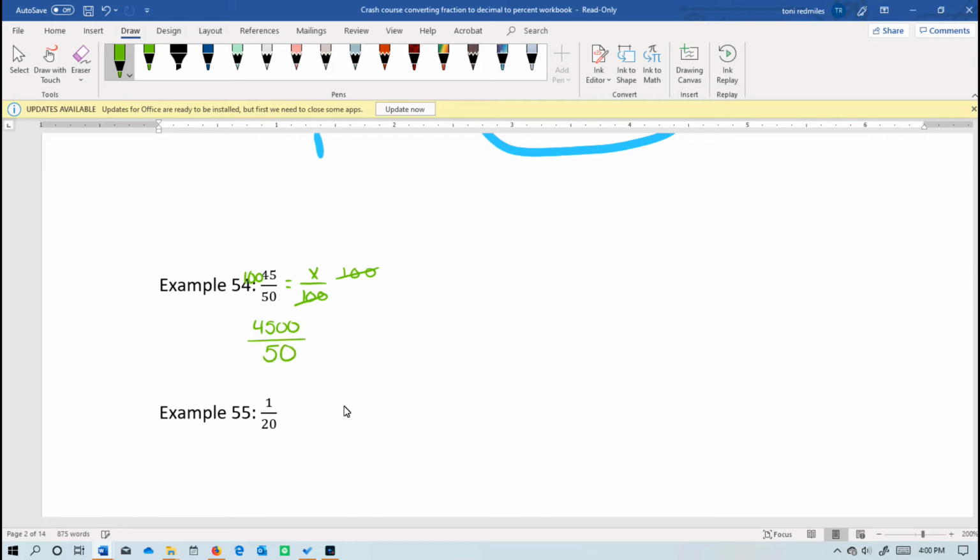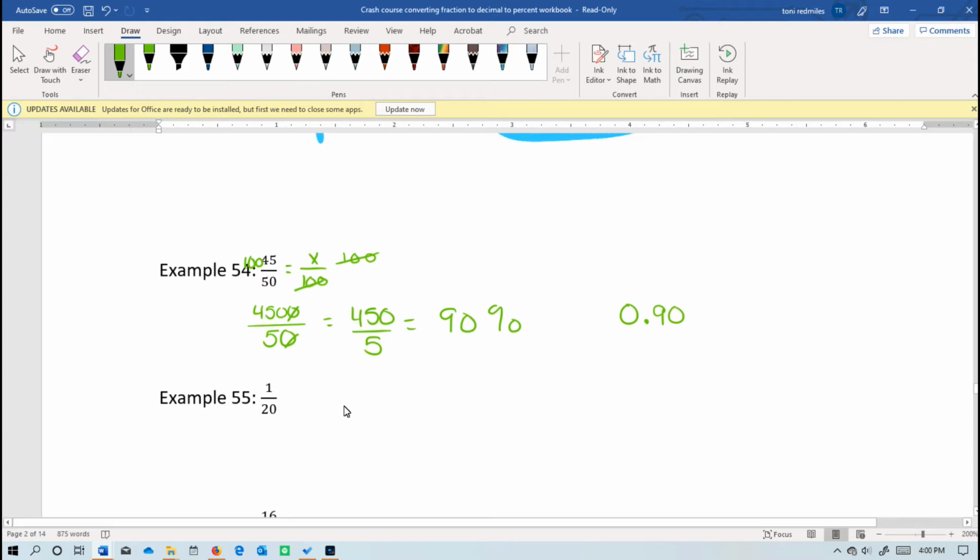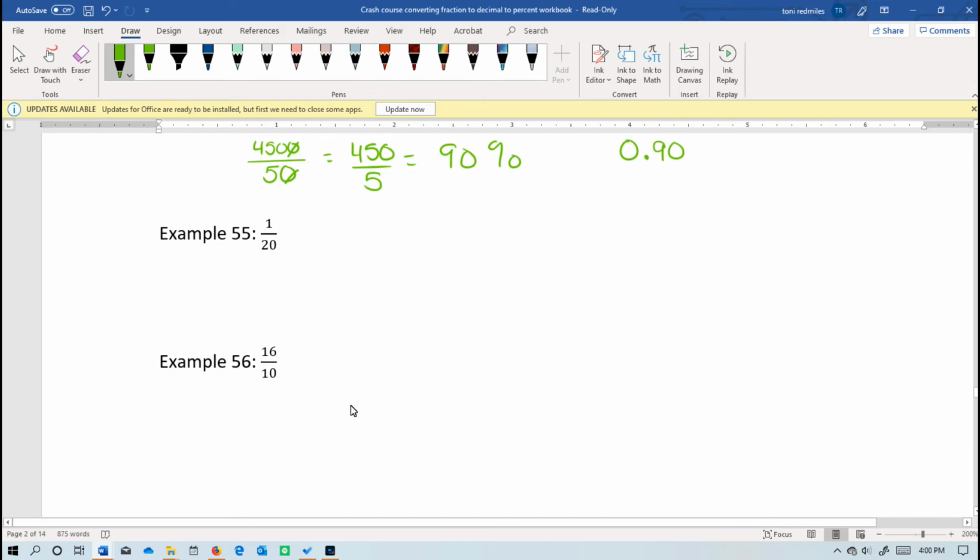A little trick, when you have trailing zeros at the end, you can cancel them out. So I can cancel 1 0 off the top and the bottom, giving me 450 over 5. I know clearly 5 can go into that, and it can go in 90 times. So this is 90%. Now I can turn that percent to a decimal. So we're going backwards this time. We're turning it into percent and then into a decimal. So if I move that forward, it'd be 0.90 as the decimal.